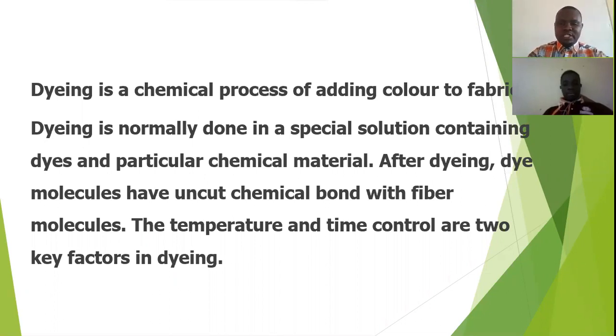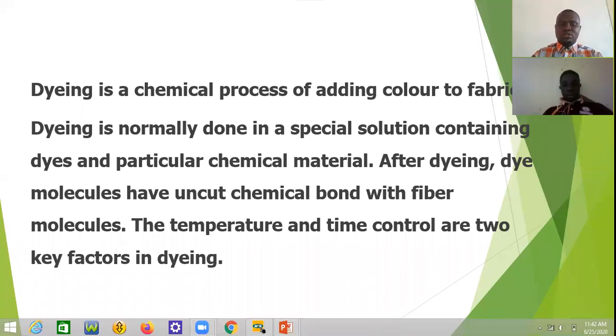So with the combination of these two chemicals with the dye stuff itself, you can change any white fabric to any color of your choice. That's why we said dyeing is a chemical process of adding color to fabrics. And again, dyeing is normally done in a special solution containing dyes and particular chemical material. Now, after dyeing, dye molecules have formed a chemical bond with fiber molecules. So temperature and time are the two key factors in dyeing.